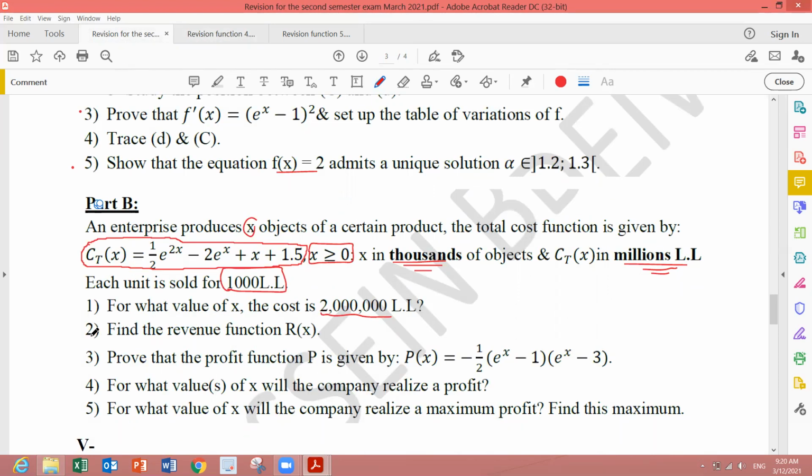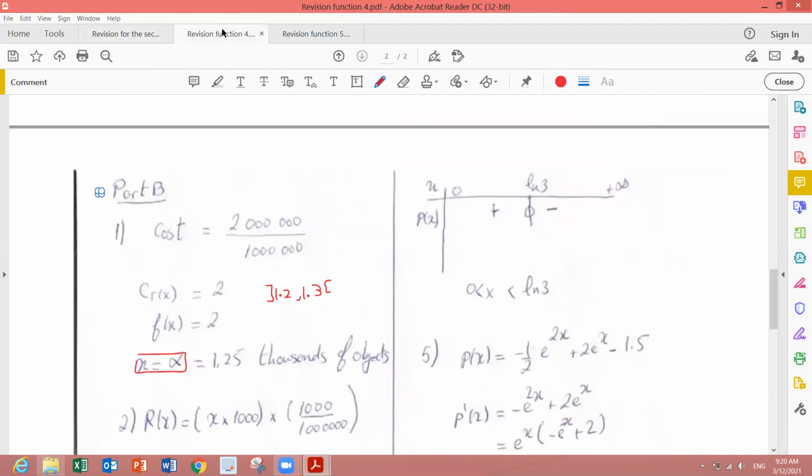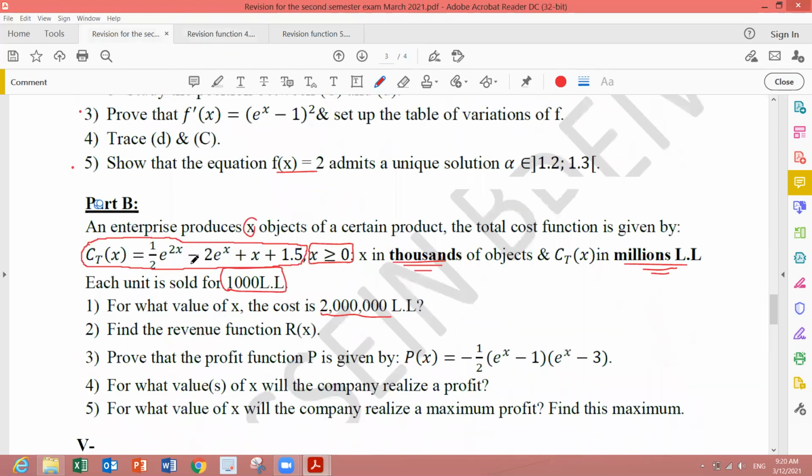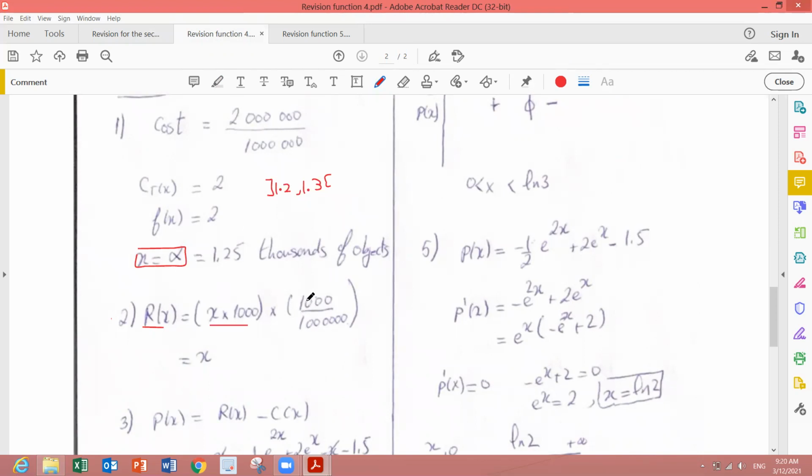Part 2, find the revenue function. Revenue is equal to x times units times the price over unit. So revenue Rx equals x times the unit here, 1,000. The price is 1 million because he told us that each item is sold for 1,000. So 1,000 over 1 million, 6 zeros. With 6 zeros, we get x. So Rx equals x.